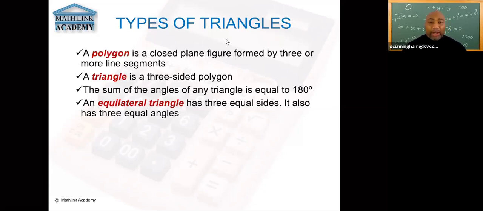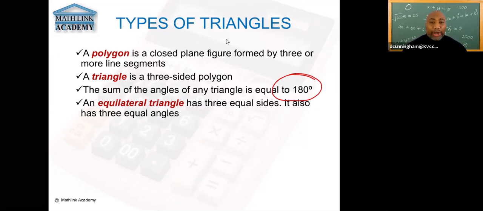The sum of the angles of a triangle is 180 degrees. That's very important. I want you to remember or memorize that the sum of the angles of a triangle is 180 degrees. I'm going to circle that so we make sure it's important. So all three angles, when you add them together, equal 180.